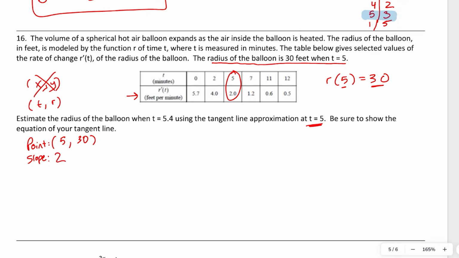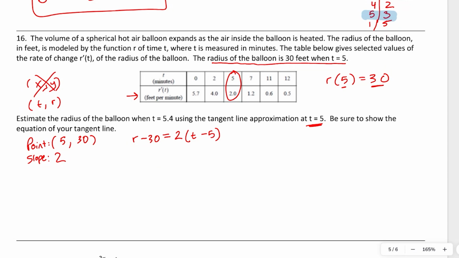Now I can write my equation. I'm not going to use y and x. I'm going to use r and t. So r minus 30 equals 2 times (t minus 5). And I'm going to use this equation. By the way, if you just want to write it in terms of y and x, that's totally fine, if you're getting thrown off by the r's and t's. At the end of the day, we're just trying to find that approximation. But I'm going to leave it as r's and t's, and hopefully you can follow along here.